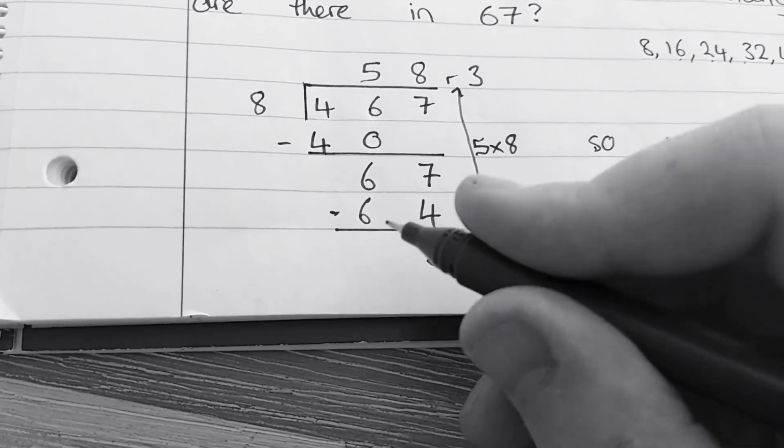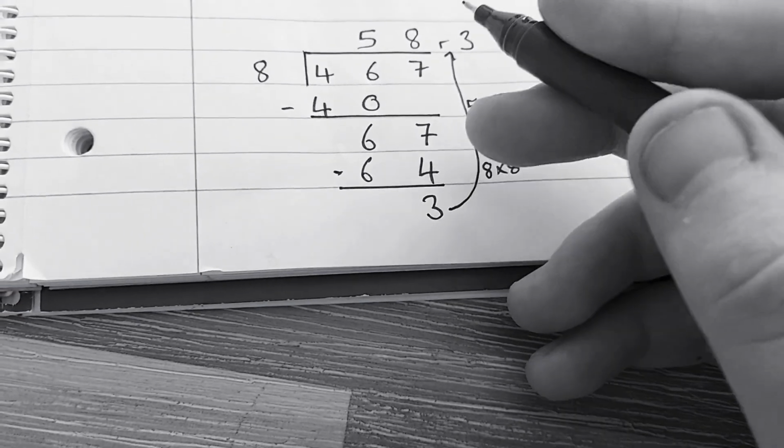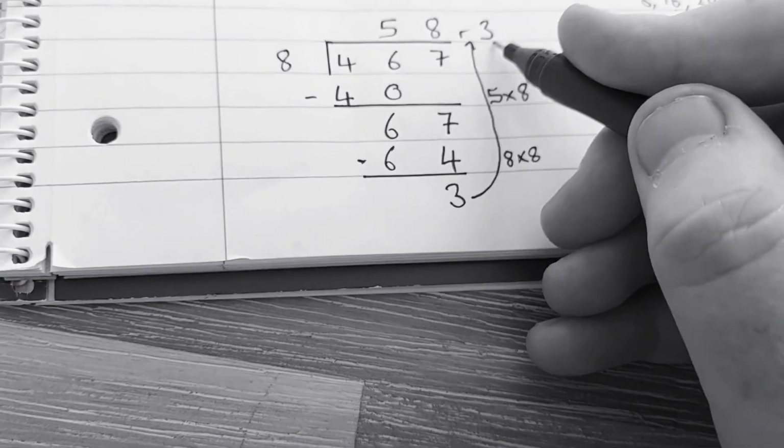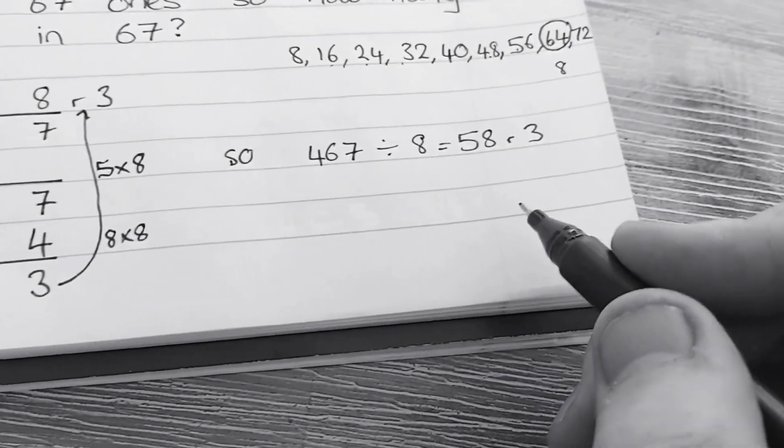So 8 times 8 is 64. So we do 67 minus 64, leaving that 3. And that 3 becomes your remainder up here. Okay, so the answer is 58, remainder 3. You can see that we've put it into the answer here.